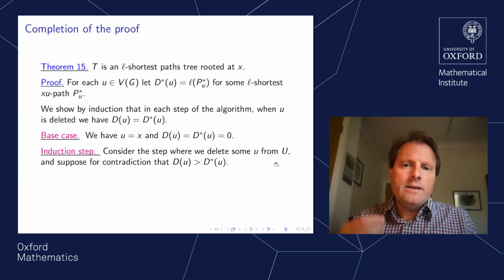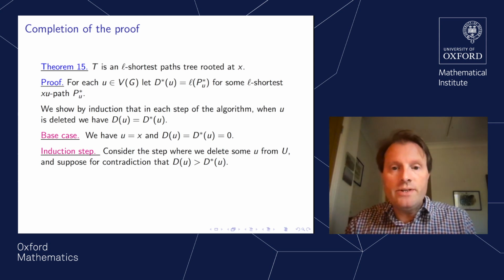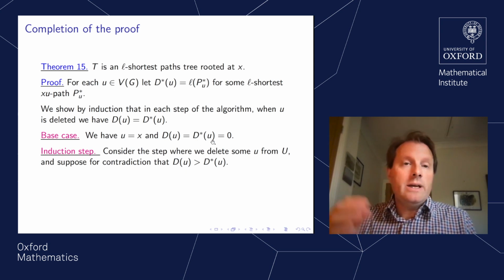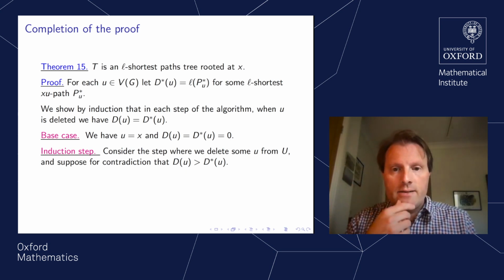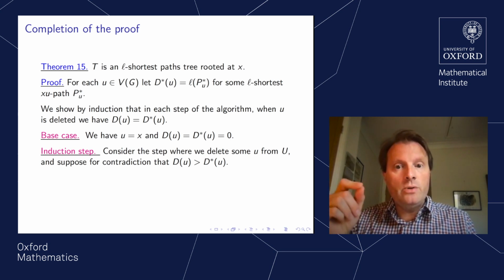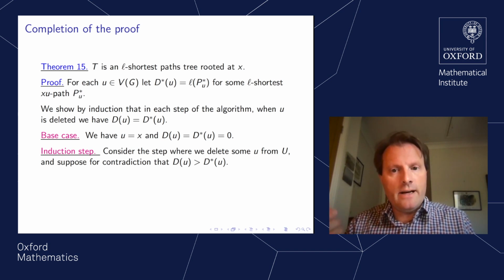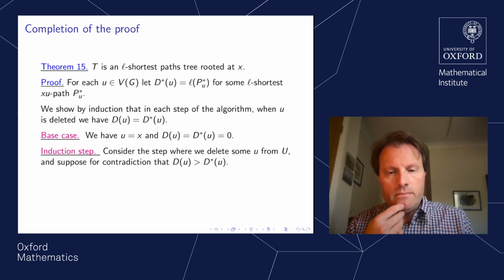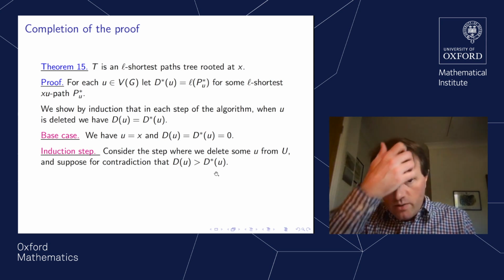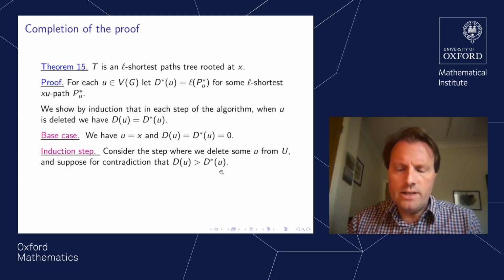Well, clearly, d star of u is less than or equal to d of u. Why is that? D star of u is the length of the shortest path from u to x. And we've shown that d of u is the length of the shortest path from u to x in the tree. So therefore d star of u is definitely less than or equal to d of u. So the only way they could fail to be equal is if the inequality was strict. So suppose, for a contradiction, that d of u is strictly greater than d star of u.